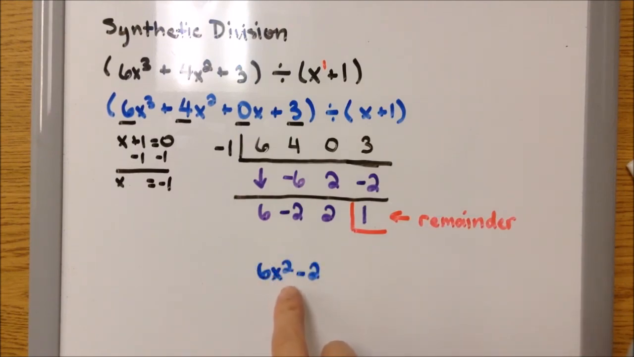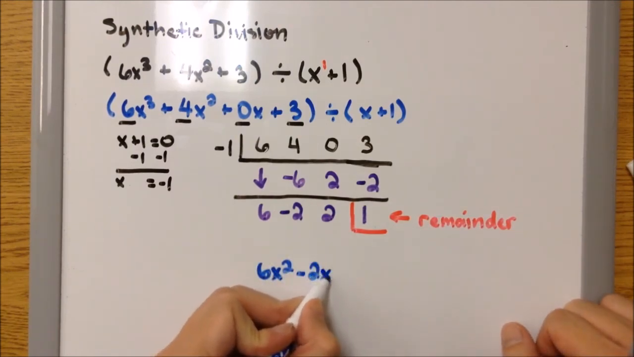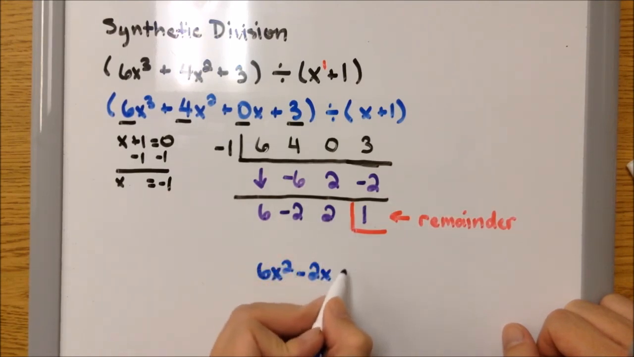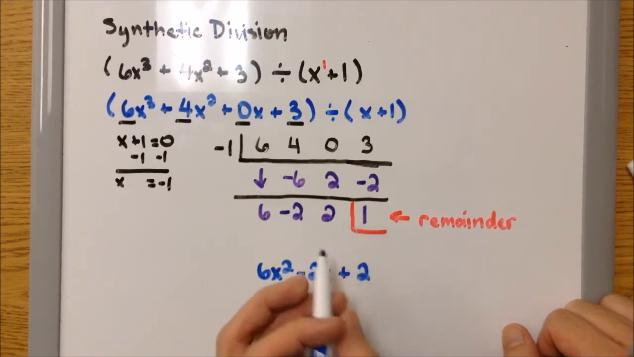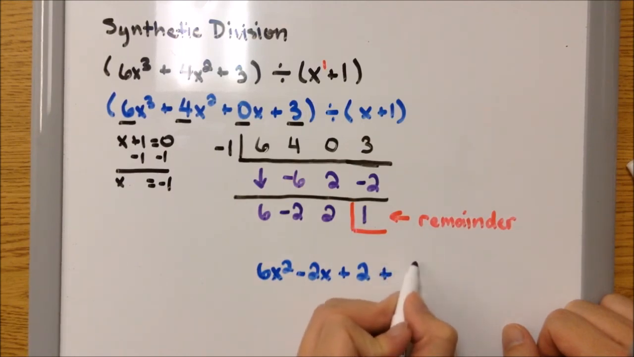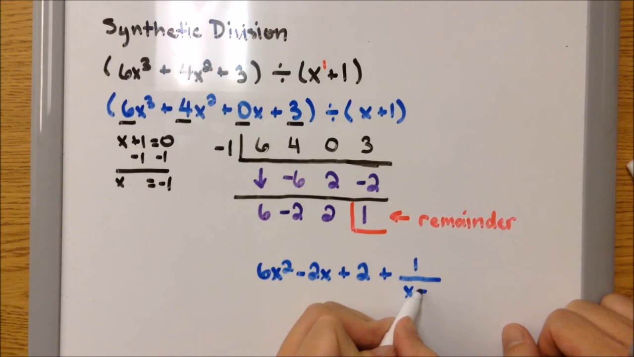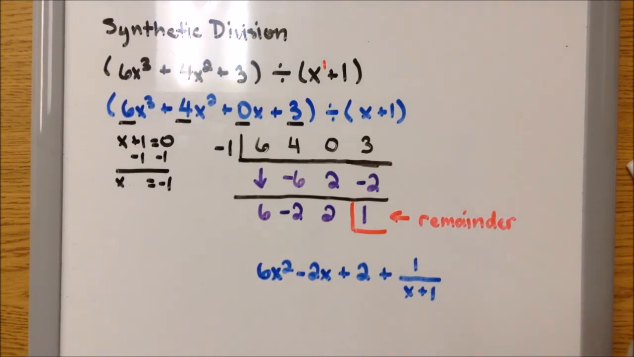So since we have x squared, the next one will be x. We always start off counting down with the exponents. So since it's just minus 2x, now it's just a number, so plus 2. And then we have the remainder. Since it's positive, I'm going to write plus. And I'm going to write 1 as the numerator, that's the 1 right here, over our divisor, which is x plus 1. So x plus 1. So our answer is 6x squared minus 2x plus 2 plus 1 over x plus 1.